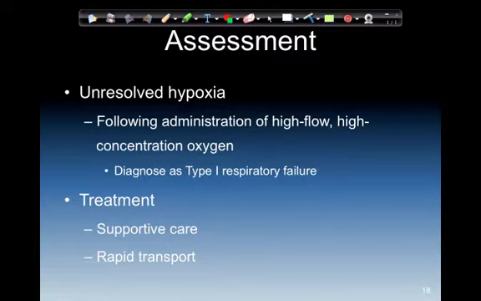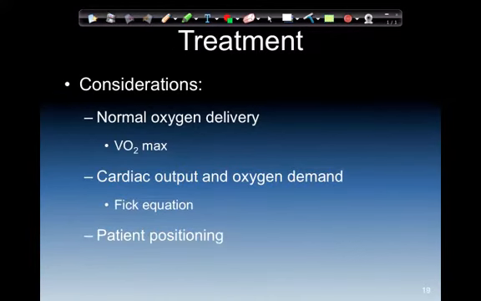Assessment, unresolved hypoxia following administration of high-flow oxygen, diagnosis of type 1 respiratory failure, the treatment is pretty much supportive care and rapid transport. Treatment considerations, normal oxygen delivery, approximately 1,000 milliliters per minute, or VO2 max oxygen consumption. Cardiac output and oxygen demand, we should consider the Fick equation.